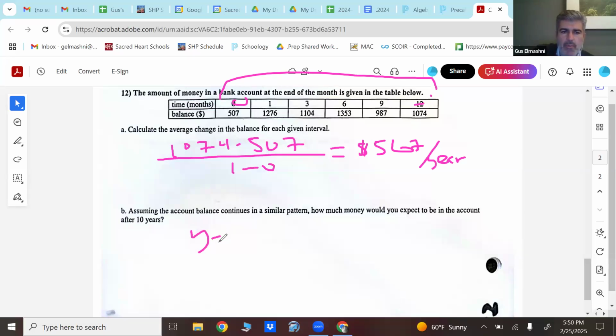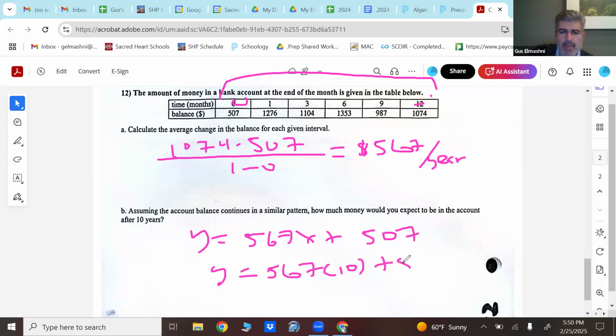Then you could make an equation, y equals 567x plus 507, and then plug in 10 for x and solve for y. I think that's kind of what your teacher wants you to do. That would make more sense: calculate the average rate of change, use that to write an equation of a line, and then calculate. But this is not really linear because it's going up and down, so it just seems really weird to me. I'm a little unclear of what your teacher wants you to do here.